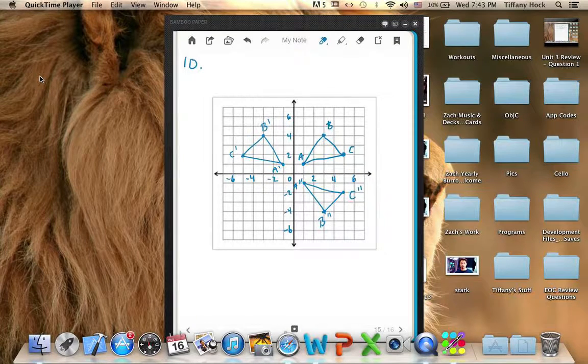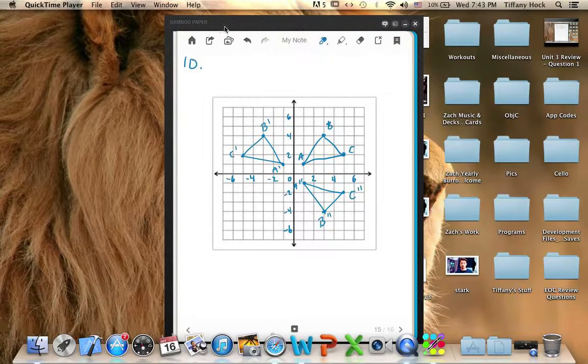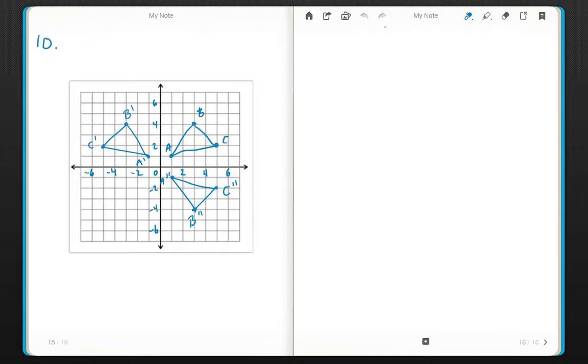Alright, we're going to pick up with question number 10. In this question, it's asking us to describe the transformations, plural, that have been performed. So we're supposed to look at the original image, which is in this case triangle ABC, determine what happened to get the first image after the first transformation, A'B'C', and then the second transformation, A''B''C''. What did they do to this one to get the final one?